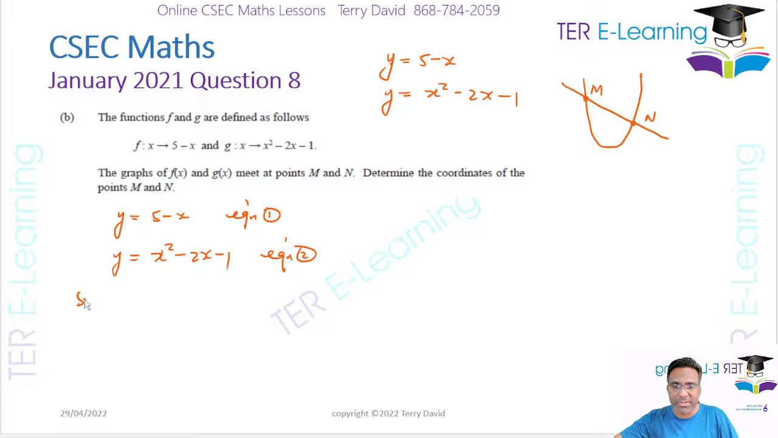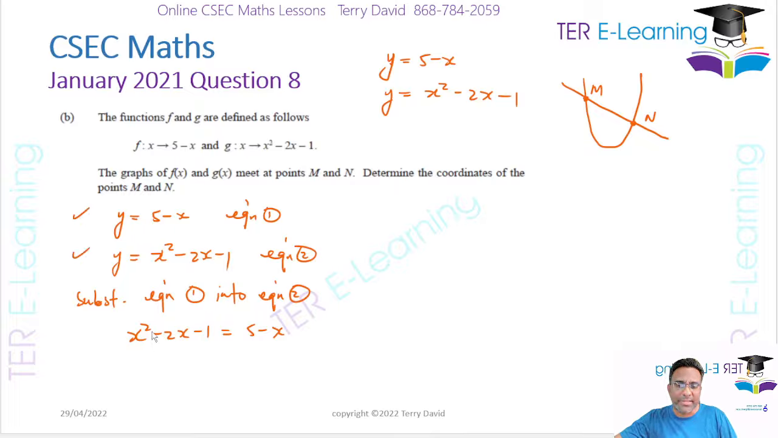So I'm going to substitute, right, equation 1 into equation 2, right? And therefore what I'm going to get, I can write this as x squared minus 2x minus 1 is equal to 5 minus x, because both of them equal to y. This is equal to y, this is equal to y.